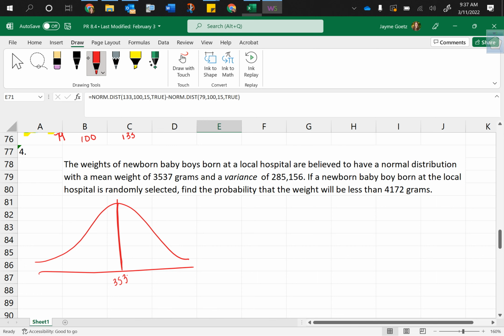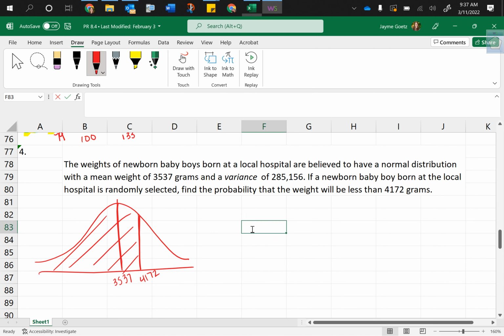Now, find the probability that the weight will be less than 4172. Is that going to be to the right or to the left of this mean? To the right, so I find where 4172 should be. And am I shading to the left or to the right? To the left. Awesome. So does that mean I have to do anything special? No, if it's to the left, it's literally just what you see is what you get. But here's where things are a little different, okay? So we're going to type in norm.dist.